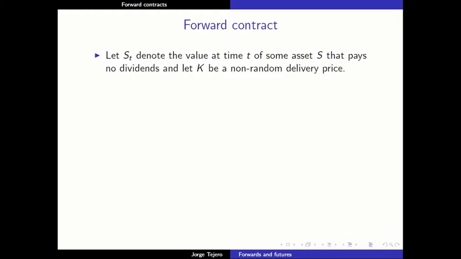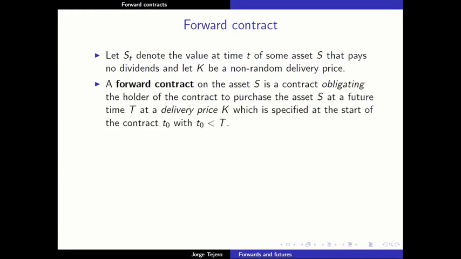So consider a financial asset S that pays no dividends, and consider a non-random delivery price K. A forward contract is a contract that allows us to lock in a future purchase of the asset S. The forward contract has some starting date, which is T0. At this date, this is when we settle the contract, and we establish the delivery price K, at which we will buy the asset at a future time, capital T, the maturity of the contract.